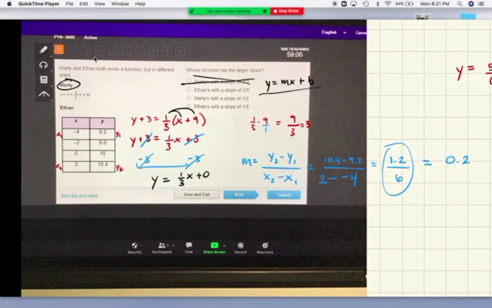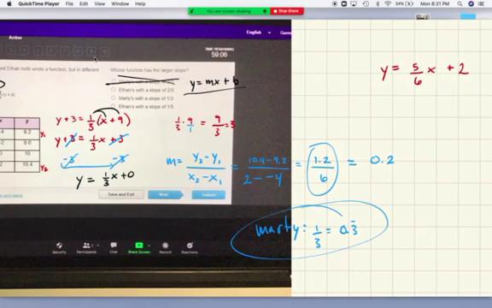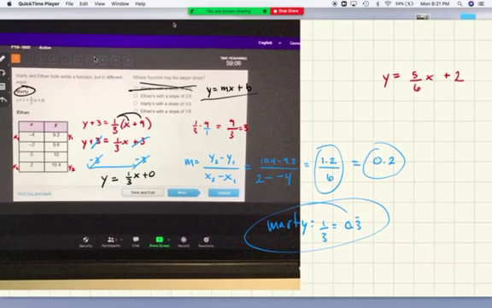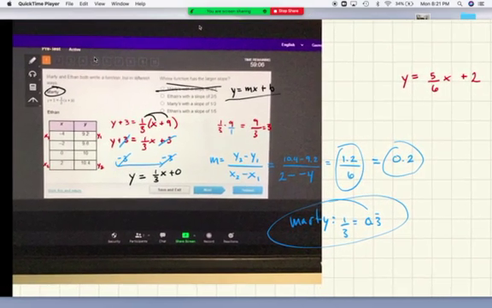Because Marty's slope was 1 divided by 3, which was 0.3 repeating, 0.33333. So this one is bigger than this one. Because it's 0.3 repeating, and then this 0.2. So Marty's is bigger, and Marty's was 1/3. Does that make sense? Yeah.